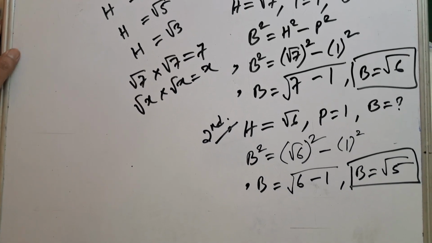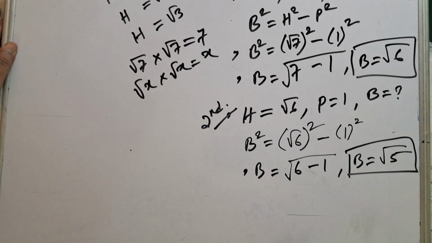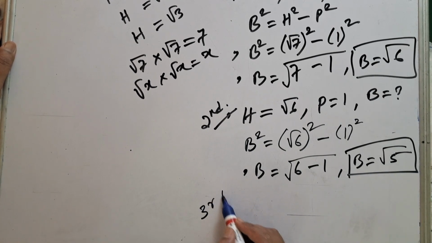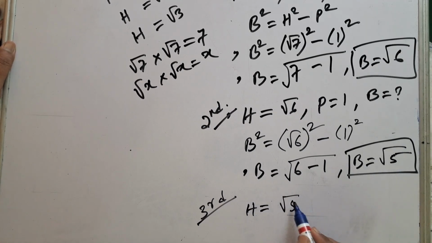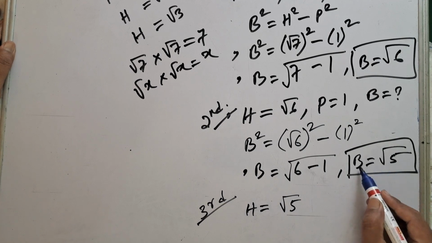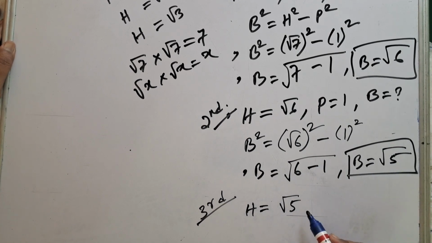Now we cannot place root 5 also in the number line. So what we do is, we continue again until we get base as a root free number, okay? So this base is again assumed as hypotenuse. In the third case, hypotenuse equal to root 5, okay? The new hypotenuse is root 5. This base is taken as hypotenuse.